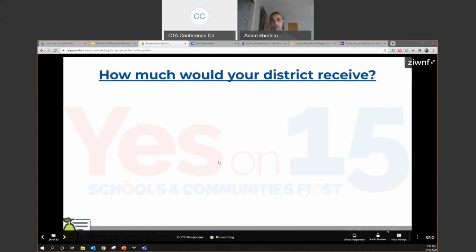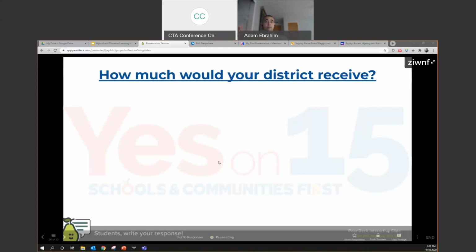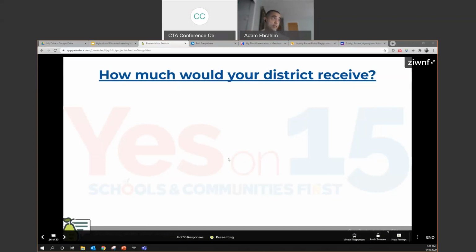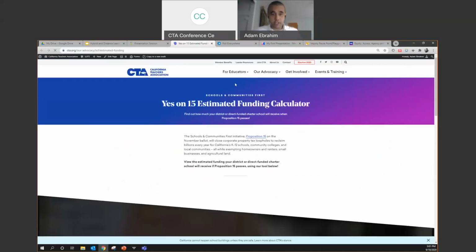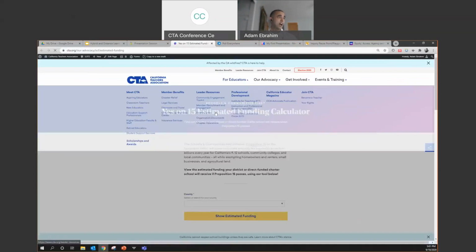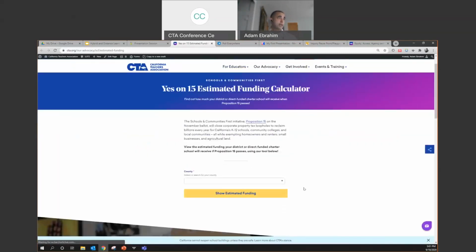What I love about this feature is you can send them out to a website, but then have them come back in with an answer. This one is asking you how much would your district receive from Prop 15? Mixing a little union business with professional learning pleasure here. I love this tool because it really makes the point.